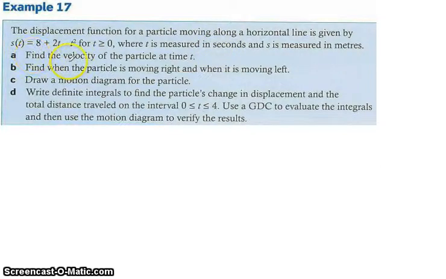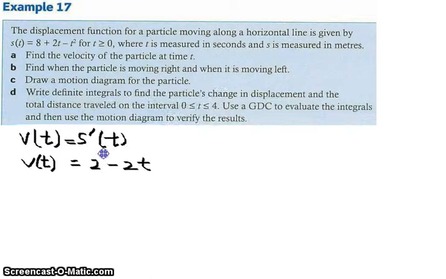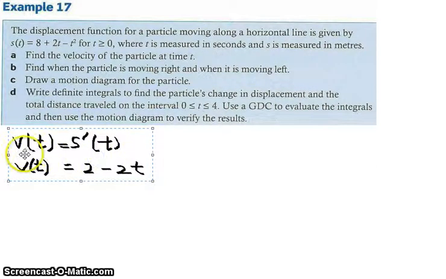And for part A, they want us to find the velocity. So I hope you guys remember that velocity is basically the first derivative of my displacement function. So for part A, for me to find the function v of t, what I'm going to do is just find the first derivative of my displacement function, and so my v of t is equal to 2 minus 2t. Okay? Part A should be alright.